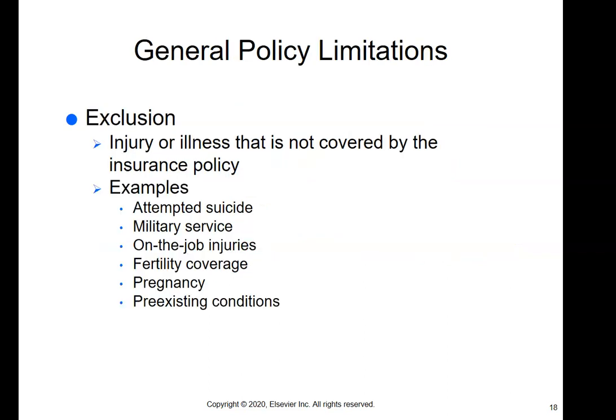General policy limitations. An exclusion is an injury or illness that is not covered by the insurance policy. Some examples could be attempted suicide, military service, on-the-job injuries, which means that it would go to their workers' comp carrier, fertility coverage, pregnancy, and pre-existing conditions. A pre-existing condition is a condition that the patient had prior to getting health insurance coverage.